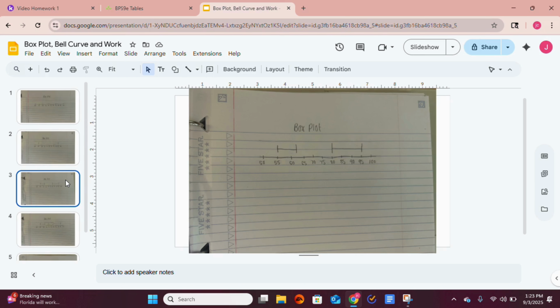Then, we draw lines at our Q1 and Q3, connecting them to the minimum and max. So, our minimum and our Q1 are going to have a line connecting the two, and our maximum and Q3 are going to have a line connecting the two.